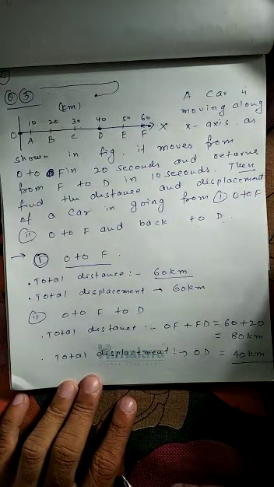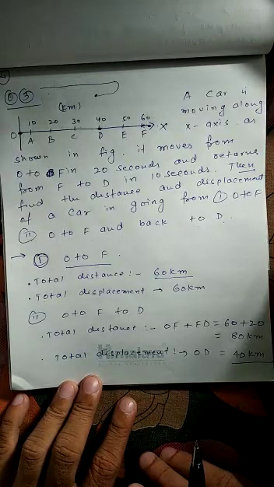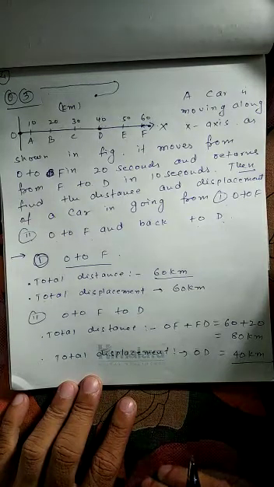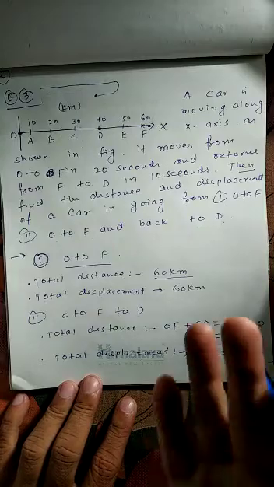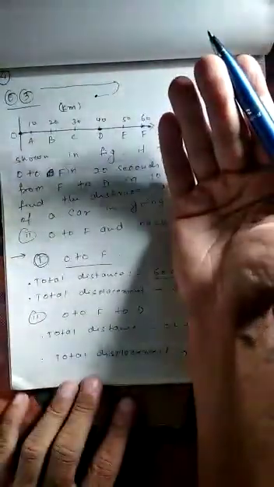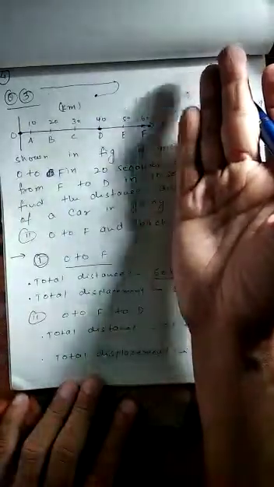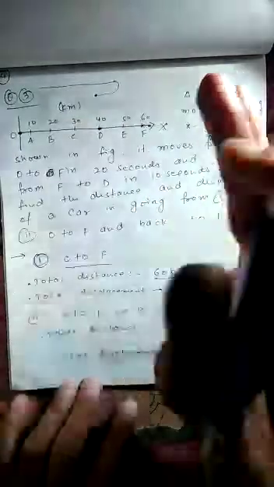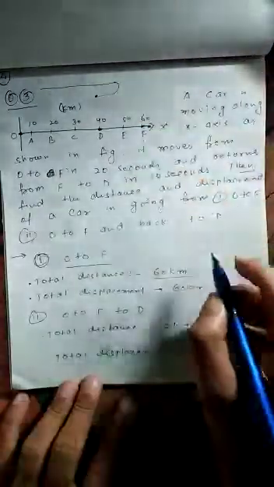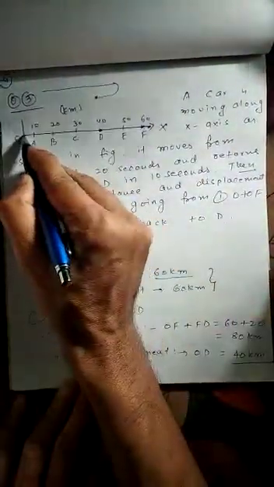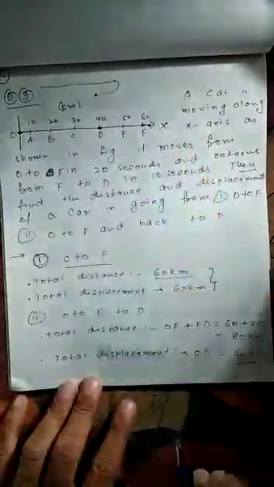Understood? And one thing remember here, if a car travels in a straight line path, then always distance is equal to displacement. See here. Here car is moving in a straight line path. So distance is equal to 60 kilometer, displacement is equal to 60 kilometer.